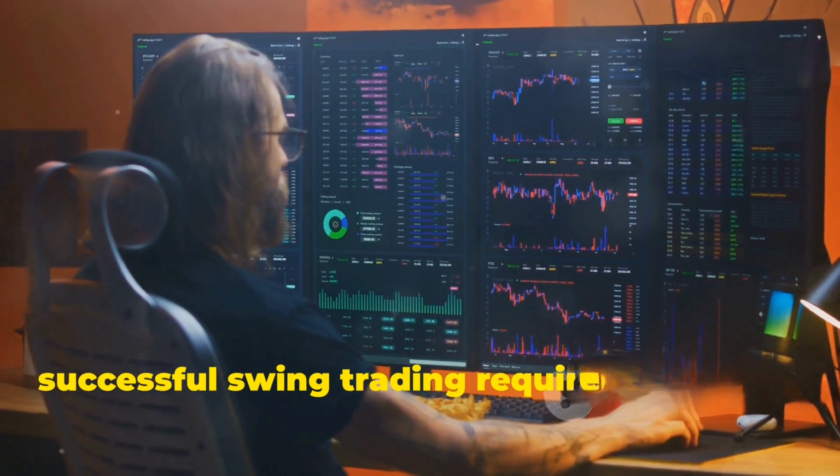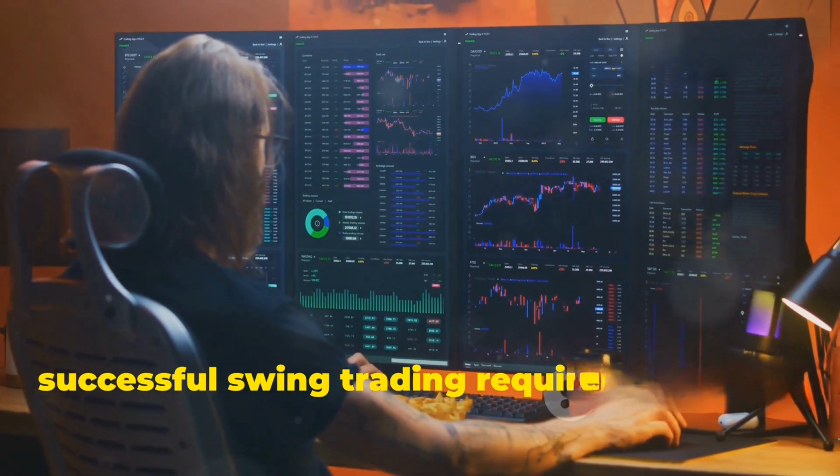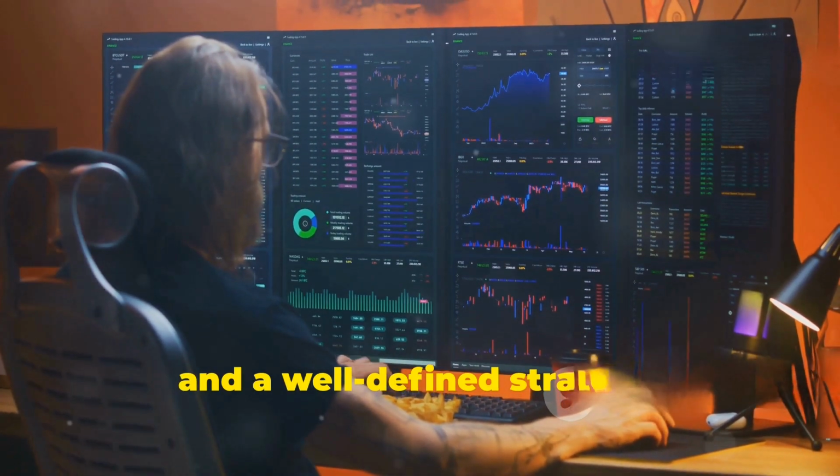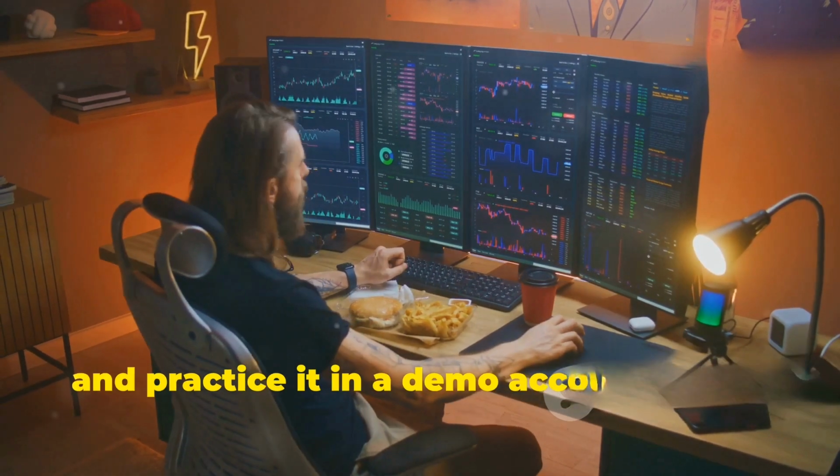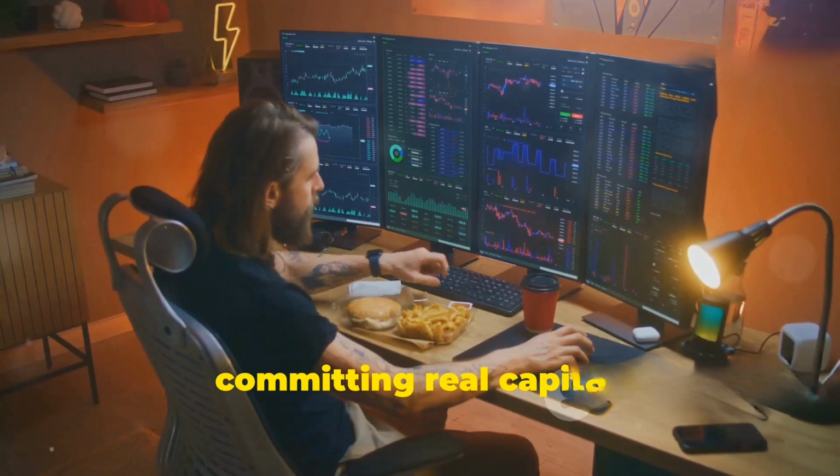Remember, successful swing trading requires discipline, risk management, and a well-defined strategy. It's important to backtest your strategy and practice it in a demo account before committing real capital.